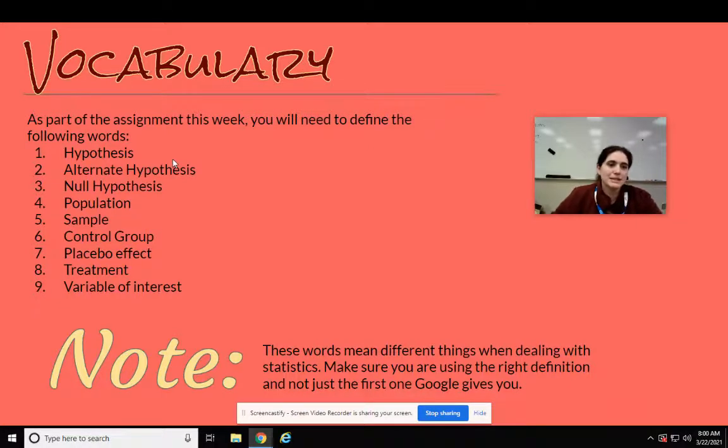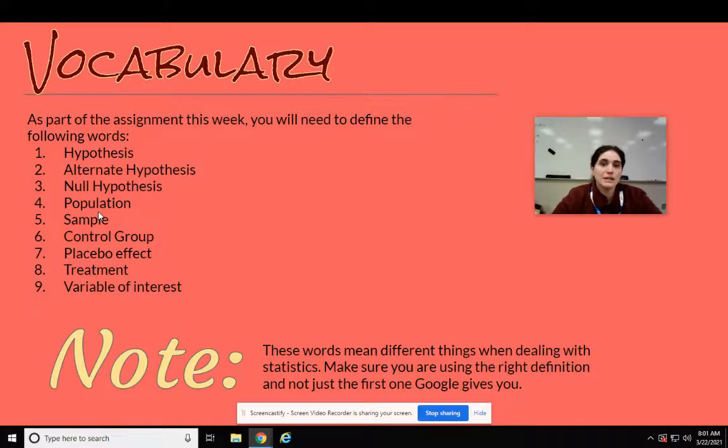So hypothesis. Then you have these two things, alternate hypothesis and null hypothesis. So you'll have to look those up. Population, sample, control group, placebo effect, treatment, and variable of interest. Note, these words mean different things when you're dealing with statistics. So population doesn't just mean people. Sample doesn't mean like what you get at Costco or Sam's during lunchtime when it's not pandemic. Yeah, these have specific meanings for statistics.